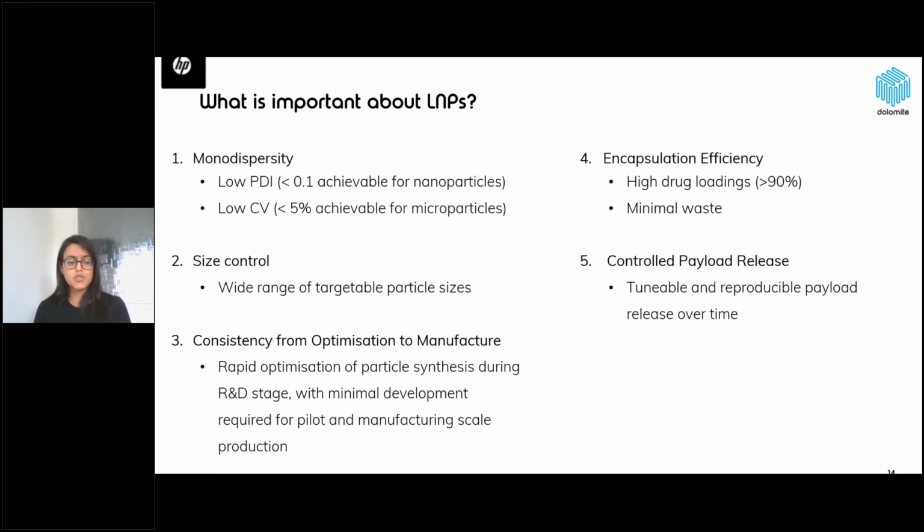So depending on what your end application is, maybe you want 20 nanometers, and maybe for another application, you might need 120 nanometers. So you want to be able to have that control over your lipid nanoparticle size. And you want to have consistency from optimization to manufacture. So you want to be able to produce smaller volumes when you're optimizing your formulation, but once you're happy with the end result, you want to be able to scale that up and produce larger volumes.